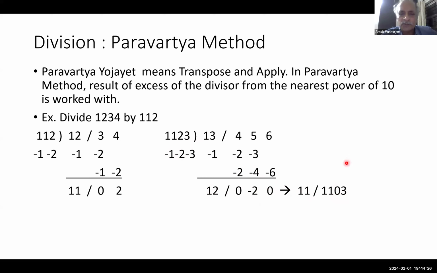With practice, we will understand what negative in the quotient and negative in the remainder mean. Negative in the remainder means that you have to reduce the quotient by 1 and subtract that much from the divisor. Okay, clear? You understood how 1103 came? Yes, Guruji.